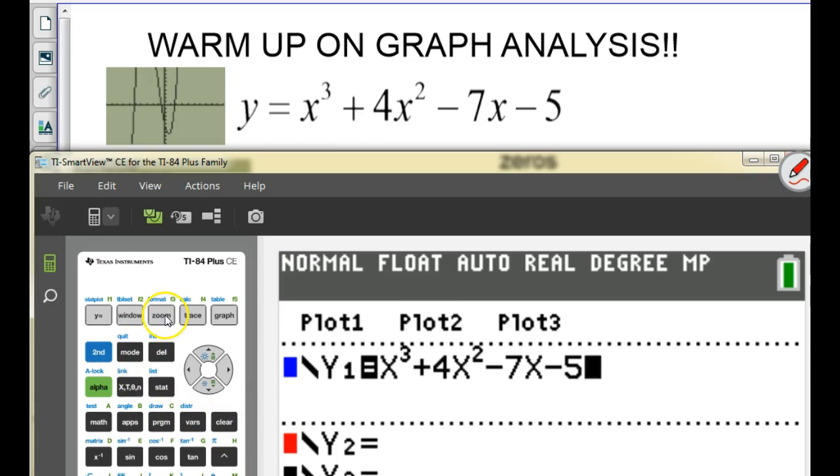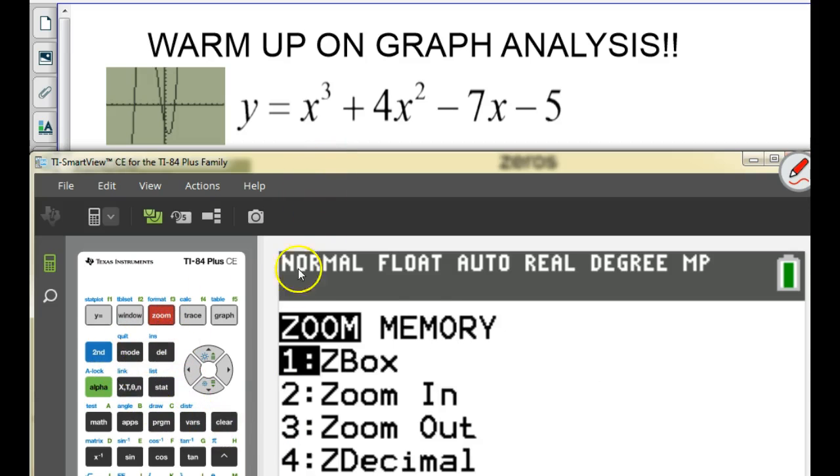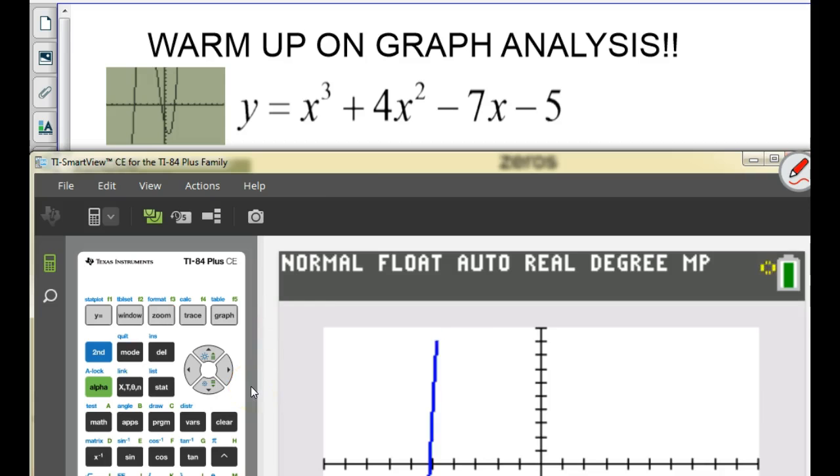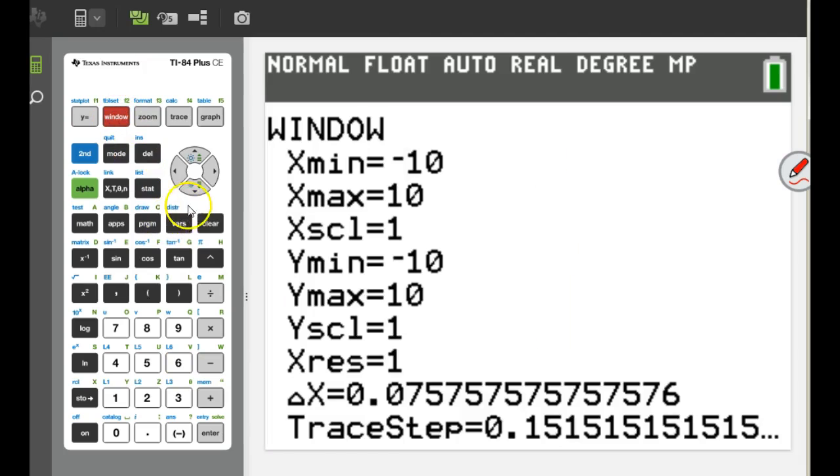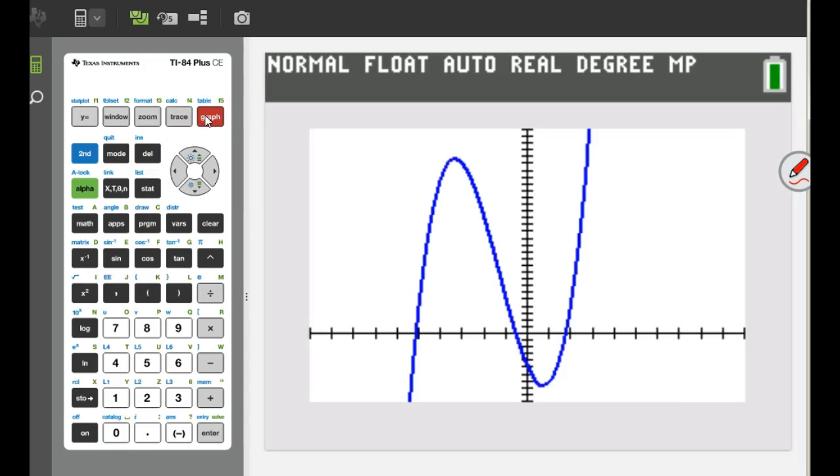Okay, if you start with a Zoom 6, is everybody getting something like this? Okay, what do we want to change? The Y max. Good, good girl. You guys are getting there. Okay, so anybody got a good suggestion? 30 worked? Okay, that works.